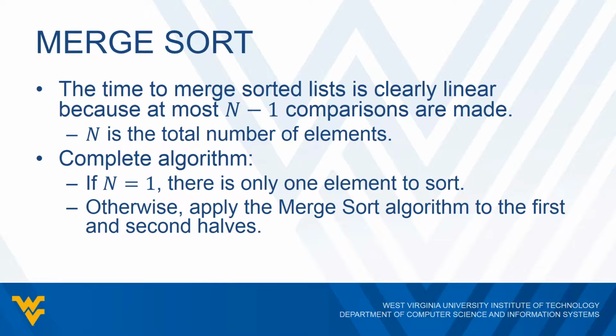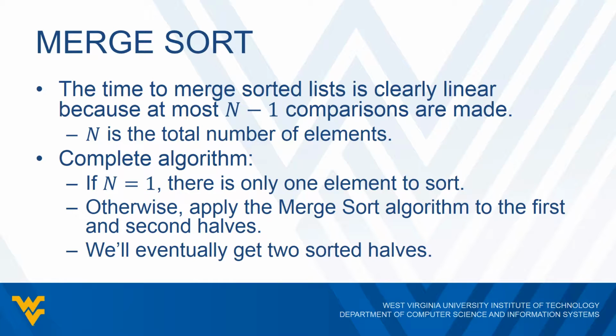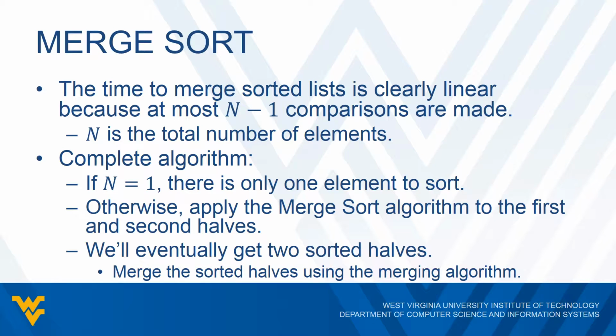And what's going to happen is eventually, if we just keep repeating this, we're going to get two sorted halves, because we're going to break up the array into two halves, and then for each of those halves, we will break it up into two more halves, and then two more halves, and eventually they'll get down to just one item. So then they'll be technically sorted. So then we'll merge the sorted halves using the merging algorithm.